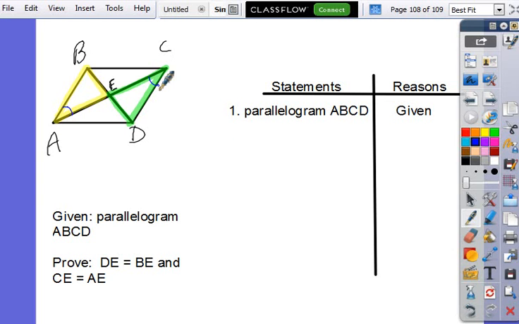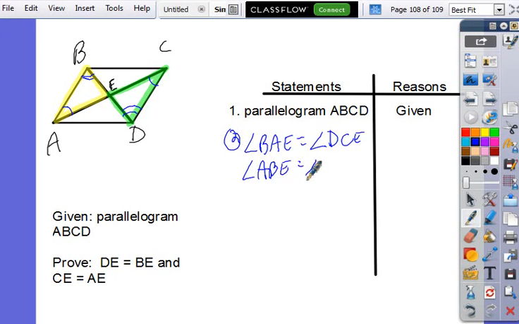So I'm going to say angle BAE is equal to angle DCE. And what else can I say? The B. I can say that one is equal to that one. So angle ABE equals angle CDE because of alternate interior. That's almost a given on a parallelogram. You're going to talk about some alternate interior.